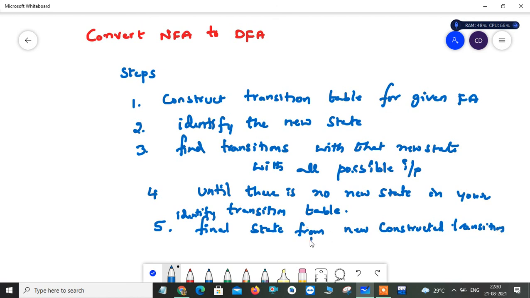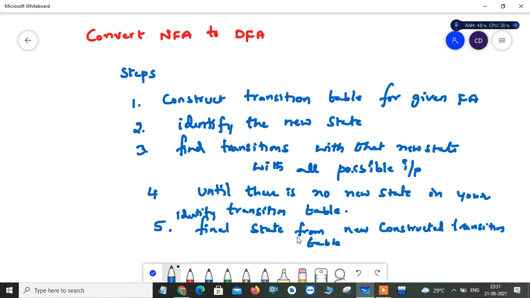Newly constructed transition table. So how can you identify the final states? Whatever the final states you have in your question, you have to include all the new states which consist of that final state in your existing transition table. In that way you have to find the final states, because this step is very important.